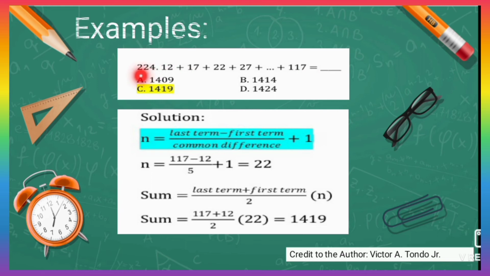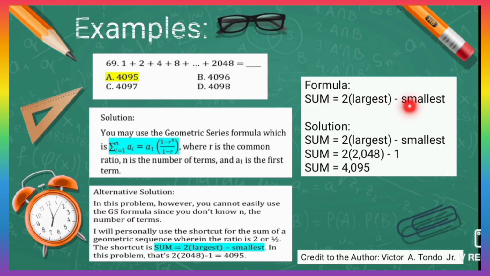Kung napapansin nyo, nag-add tayo ng 5. So, yung common difference niya ay 5. So, 12 plus 5, the answer is 17. 17 plus 5, the answer is 22. 22 plus 5, the answer is 27. And so on and so forth hanggang napunta sa 170. Kanina sa example na yon, itong formula na ito ay magagamit lang natin sa geometric sequence or geometric series na formula.